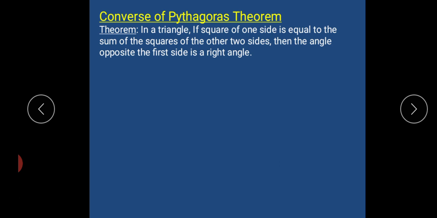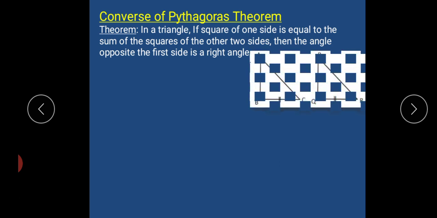In the Pythagoras theorem, we start with right angle and then we say square of one side is equal to the sum of the squares of the other two sides. Here we start with if square of one side is equal to the sum of the squares of the other two sides, then the angle opposite to the first side is a right angle.